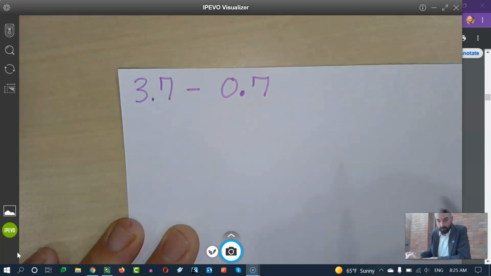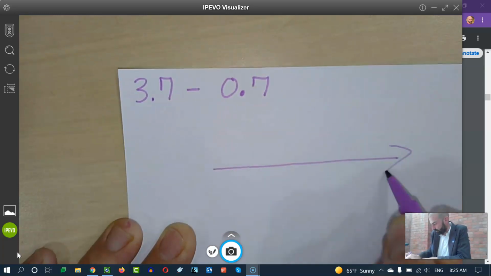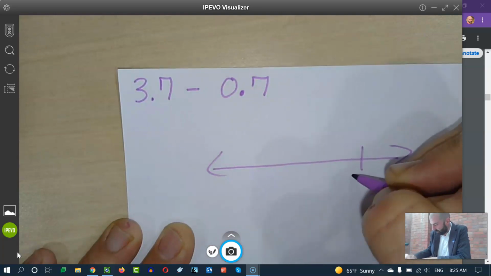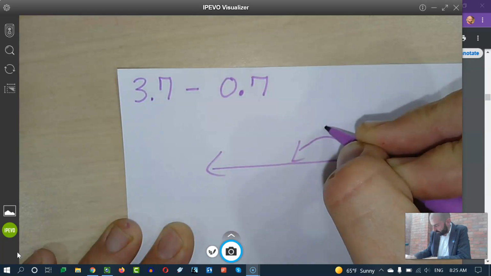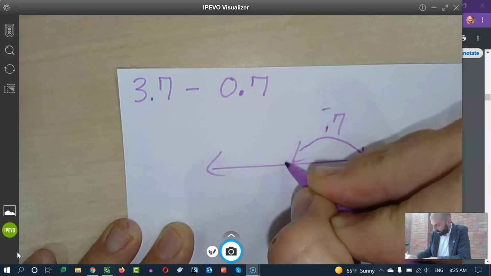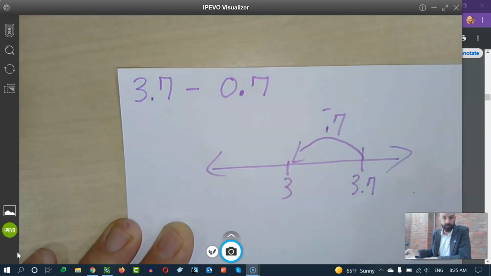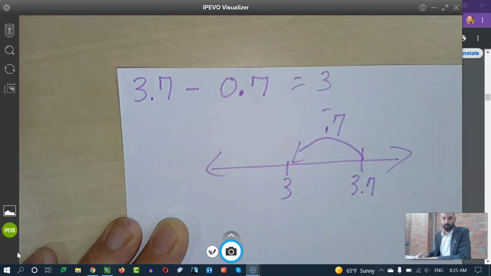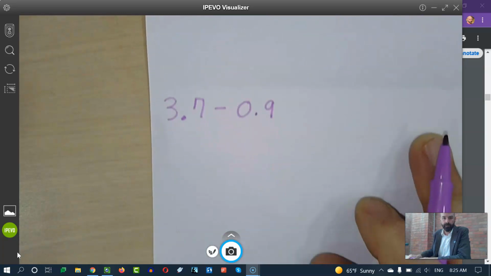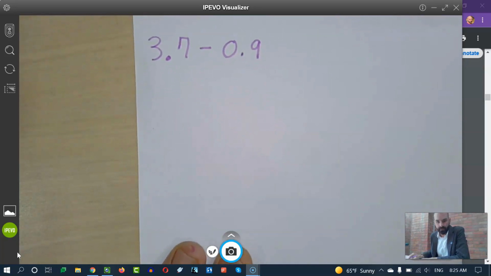All right, so maybe you saw that we can just start at 3 7/10, and we take 7/10 away, and that'll get us to 3. So 3 7/10 minus 7/10 is 3. All right, the next problem is 3 7/10 minus 9/10, or $3.70 minus 90 cents.